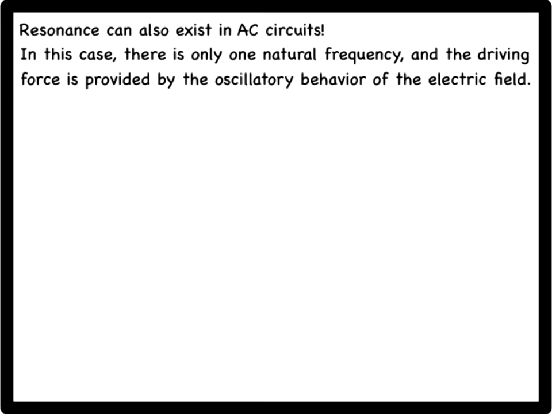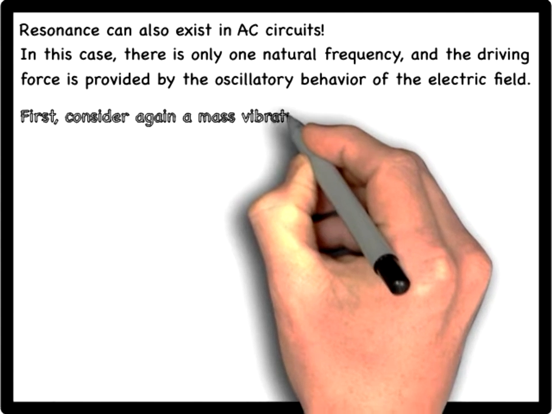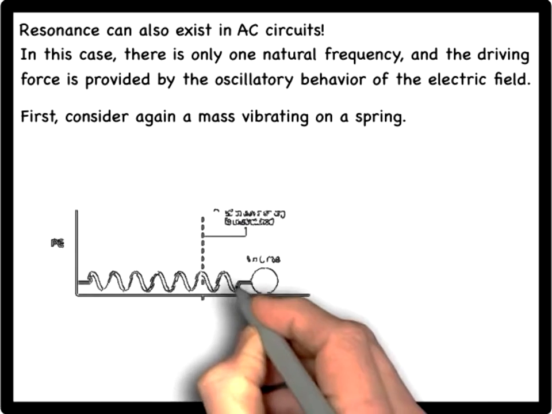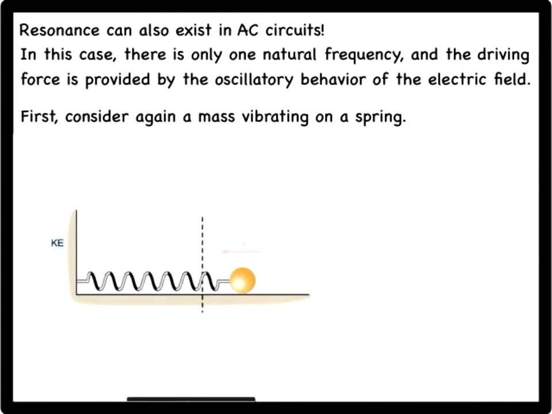To help us understand resonance in an electric circuit, let's revisit resonance in a mechanical system first, such as a mass attached to a spring oscillating back and forth on a frictionless surface. The total mechanical energy of the mass is the sum of its kinetic and elastic potential energies. As the mass moves, it trades elastic potential energy for kinetic energy and vice versa. At positions of maximum displacement, or when the spring is stretched or compressed by the maximum amount, the kinetic energy of the mass is instantaneously zero, and all of its mechanical energy is due to elastic potential energy.